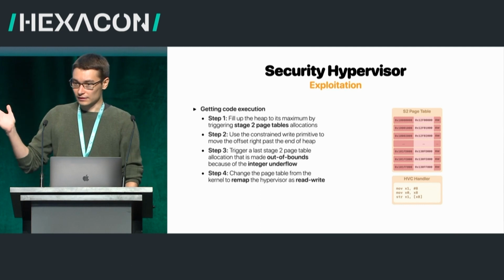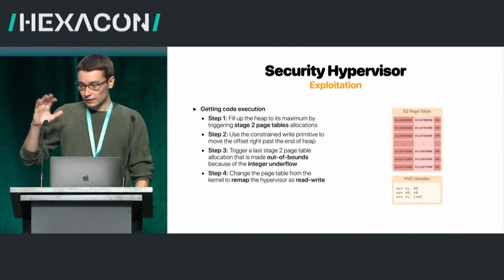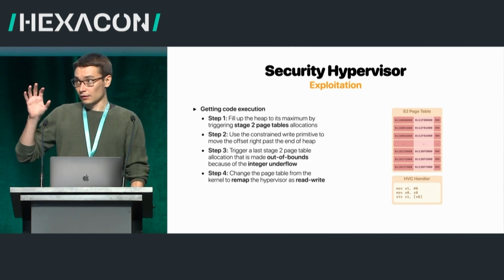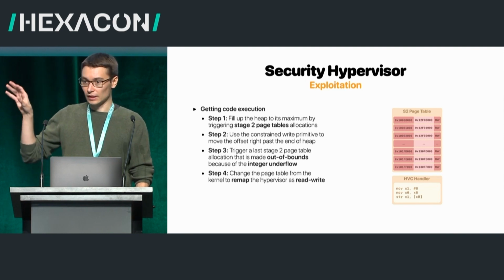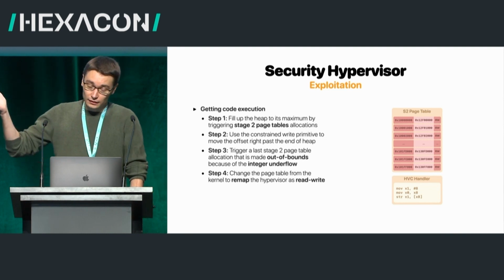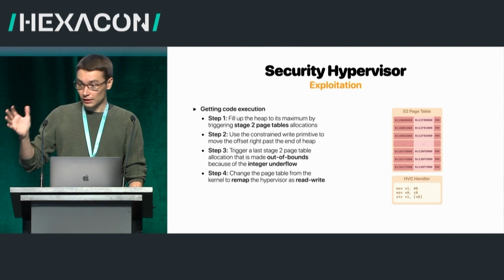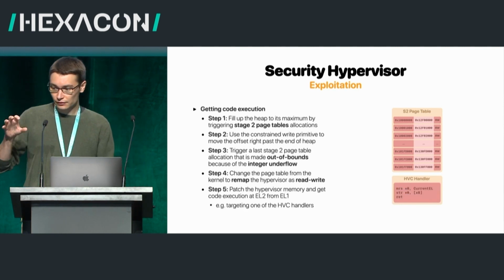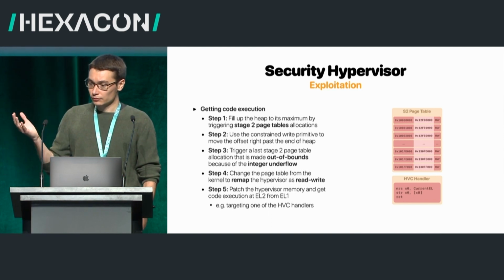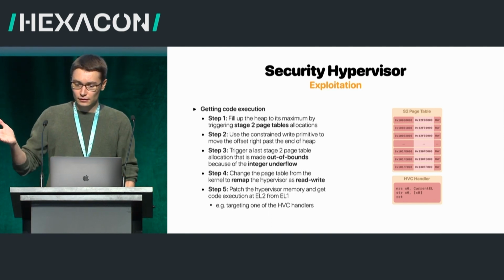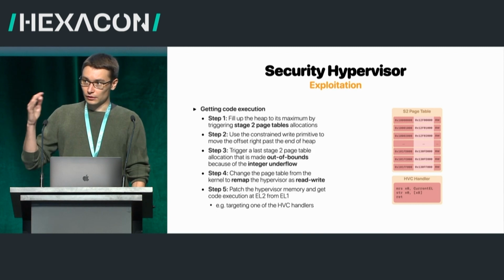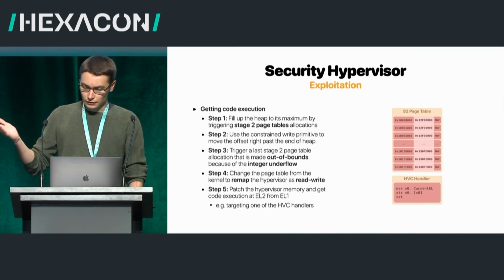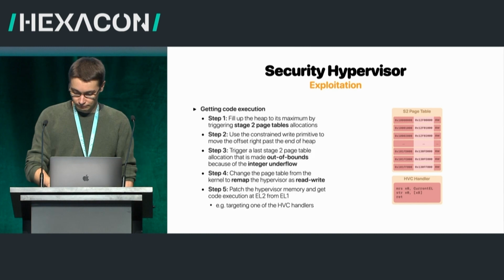So what we can do is simply change the descriptor in that page table and make its output address span over the hypervisor address range. And we also make the mapping writable. And now we are free to modify the hypervisor code. So for example, we targeted an HVC handler, changed its code, and now when we call this HVC, we get code execution in the security hypervisor.